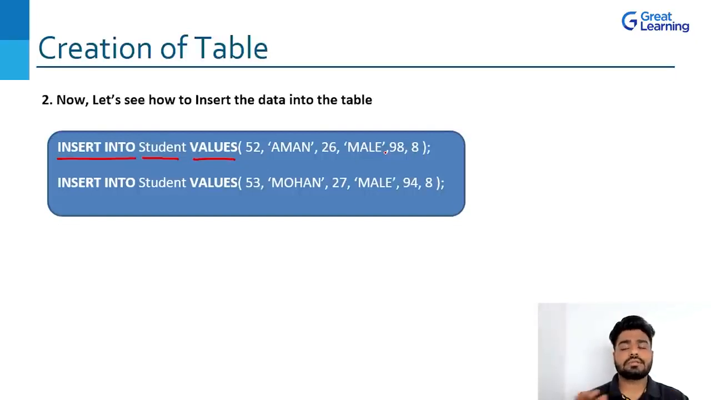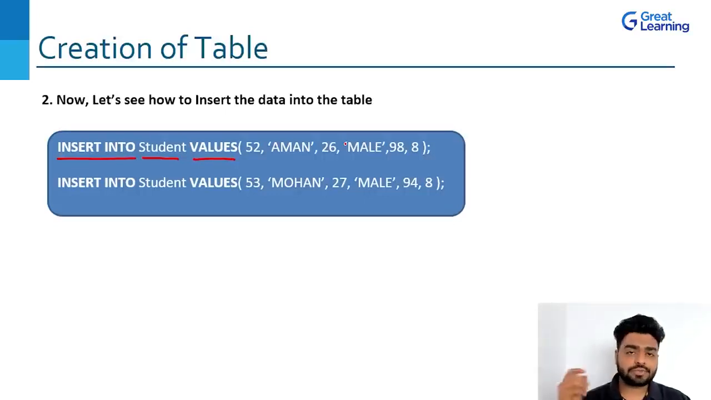Now some questions will come into your mind. The first question is, why do the numbers not have a single quote, but the names or the gender, the string or character sequence, have a single quote? Now that is an interesting fact. In any programming language or in any database language, we always write the characters or the strings in a double quote or a single quote, and the numbers are written just like that.